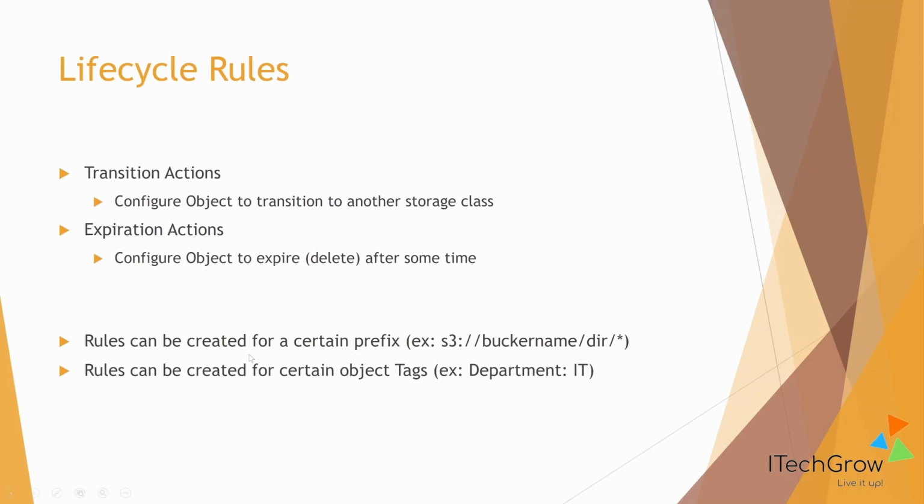And these rules can be created for a certain prefix. For example, S3 colon bucket name and some directory you can give. Otherwise you can give some object tag based, like department IT, like that. And also you can set the rules for the entire bucket as well. Yeah, we will continue with the hands-on.